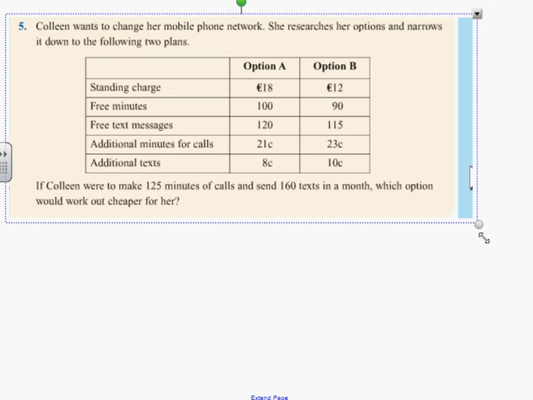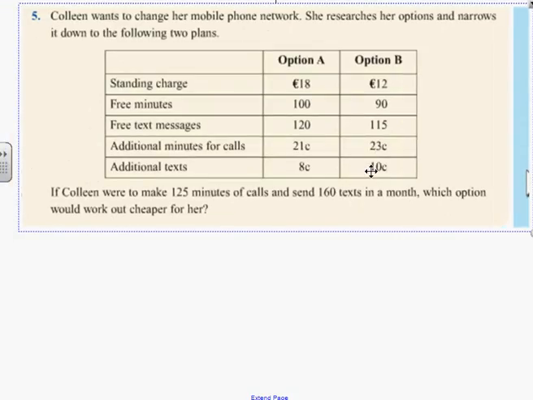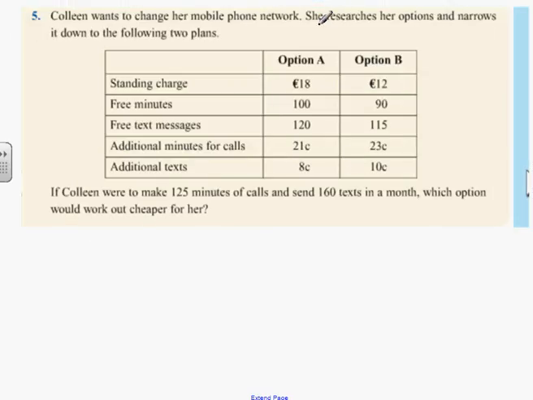Now, we're talking about our mobile phone network. Anytime you go shopping for new phones, they'll always give you two deals. Which deal is better? So, she wants to change her mobile phone network. She researches her options and narrows it down to two plans. Standing charge is €18 for option A, but the standing charge in option B is €12. I get 100 free minutes for option A.